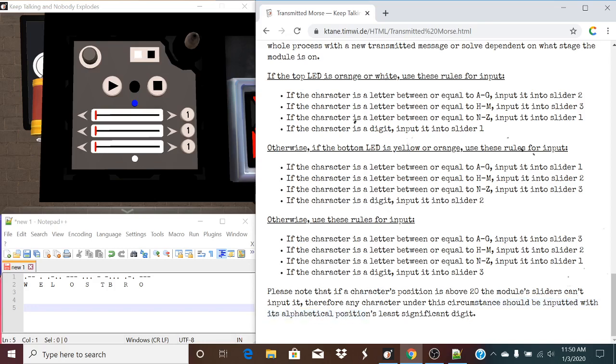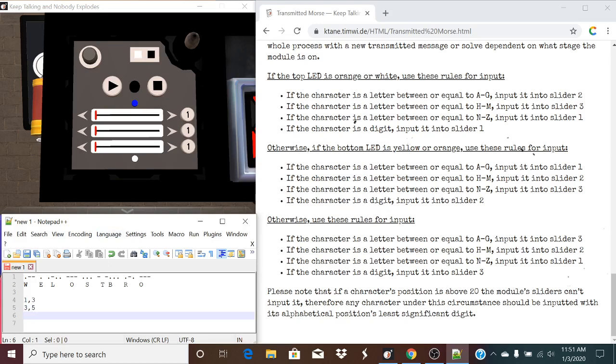So, starting it off, slider 1, that's in the range of Whiskey, so slider 1 is going to be 3, not 23, because it's not in the range. Next up, Echo, that's in slider 3. That's going to be 3, 5.